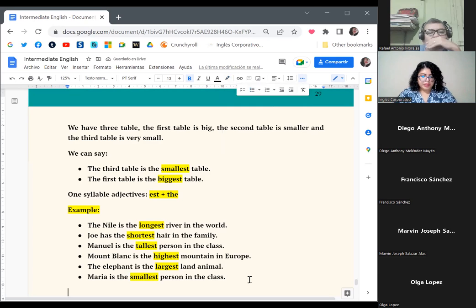So now we are going to have examples with both.